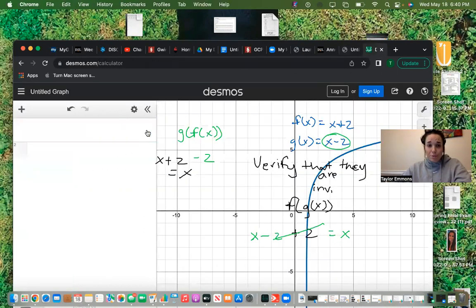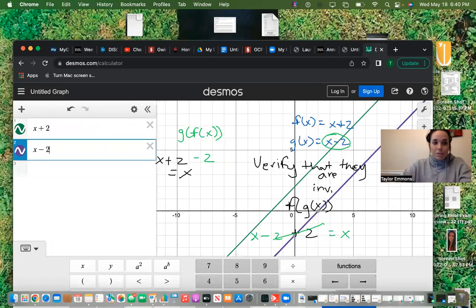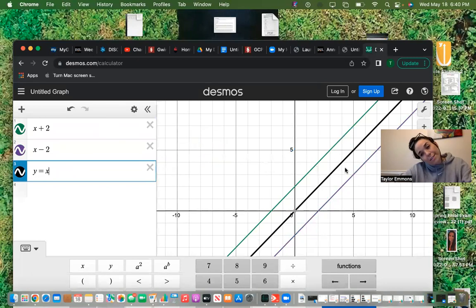Another way to see this, if you're like, nah, I can't plug them in: go into Desmos and enter x plus 2 and x minus 2, and graph y equals x. Let me show you this one. You see how if you tilt your head to the side, they're even on both sides. It kind of looks symmetrical. I think of a butterfly when I do compositions. If it's symmetrical on both sides, boom, those are inverses of each other. All right, so that's my little rant on that.